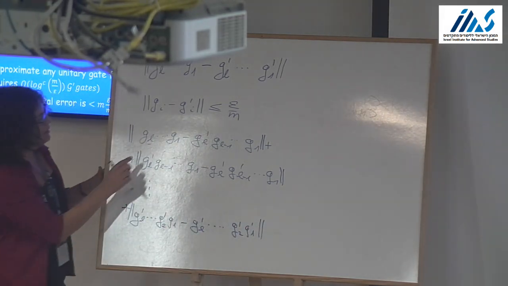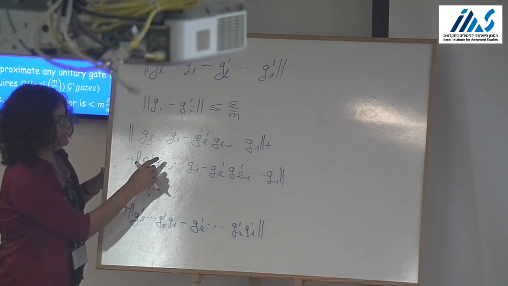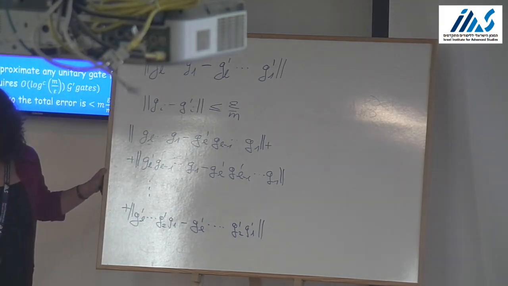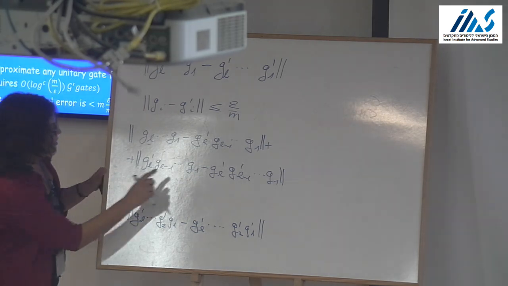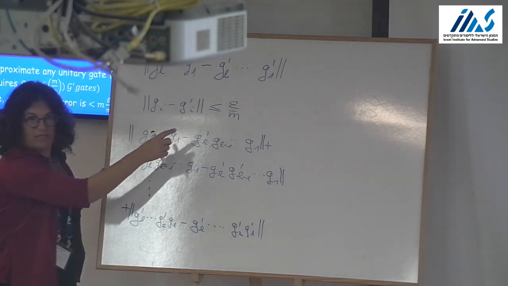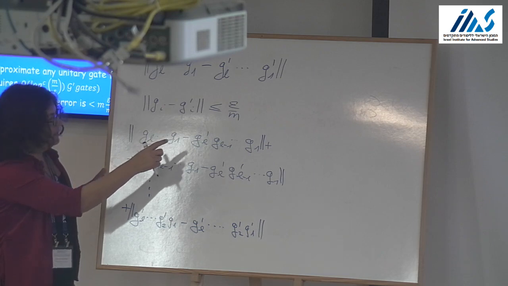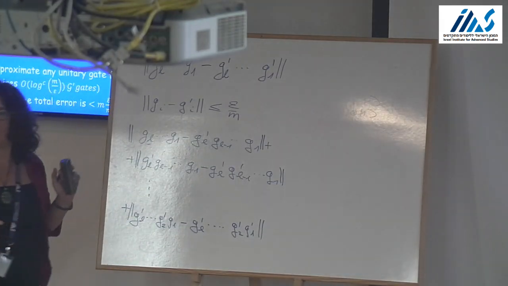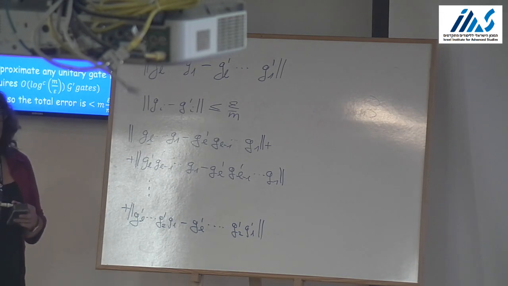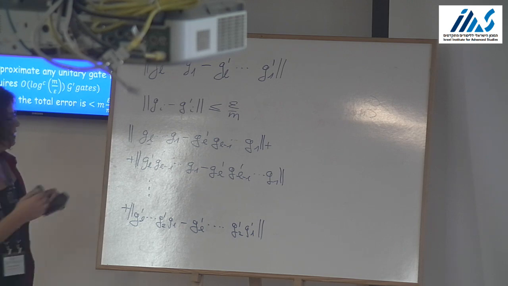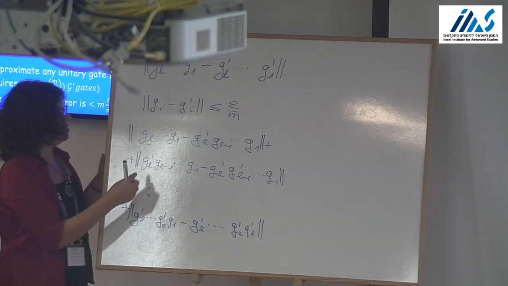And notice that each one of these differences, the difference between this sequence and this sequence, is just in a single unitary. And so for a single unitary, I know that Gi minus Gi prime is at most epsilon over m. So how do I know that this thing, for example, is at most epsilon over m? Yeah, exactly. So the distance is invariant under unitary transformation.